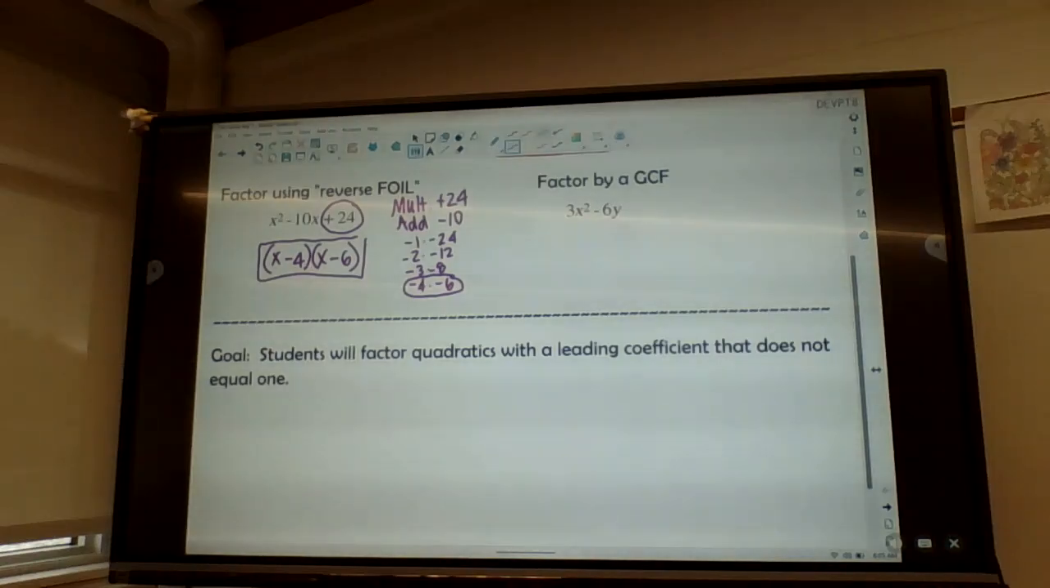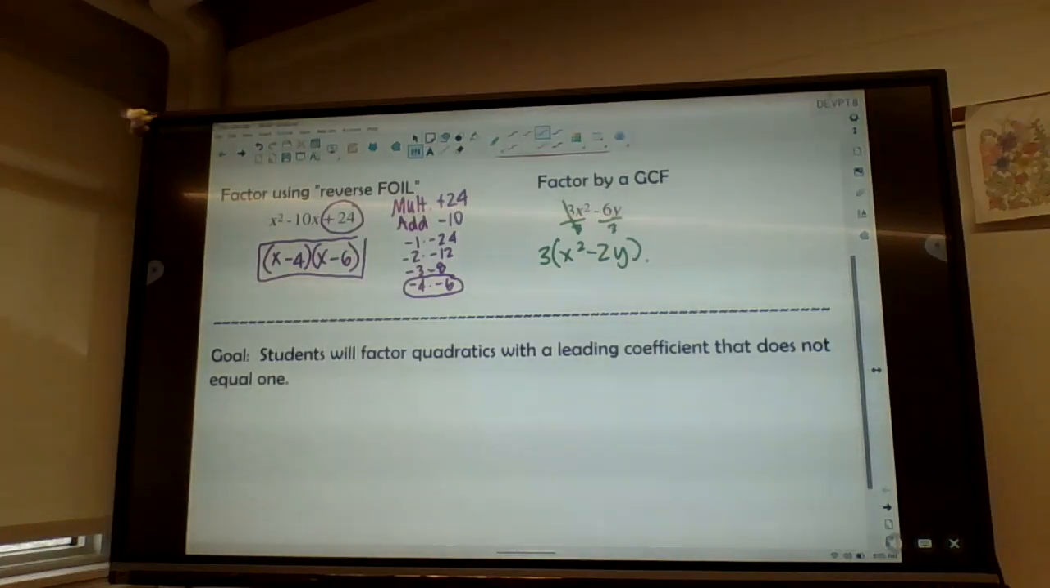And finally, the first thing we learned about factoring was just factoring out a GCF. And that's where I take a common factor out of each of these. So I can take a 3 out, but if you notice, there's not a variable I can take out of both because one has an x and one has a y. So I'm just going to take the 3 out, and I'm going to be left with x squared minus 2y. And that would be it. So I just take that GCF out. So again, this is what we did prior to break.